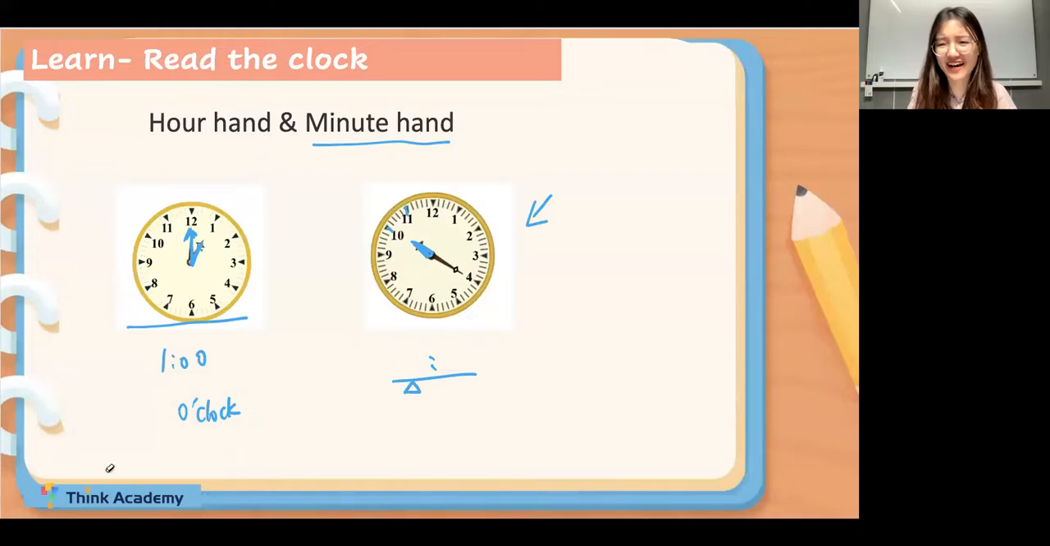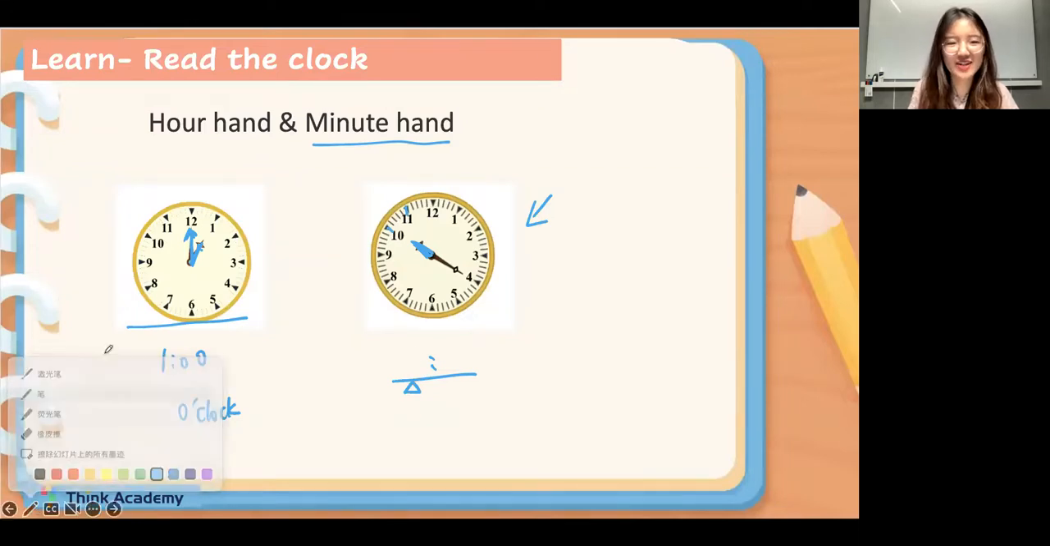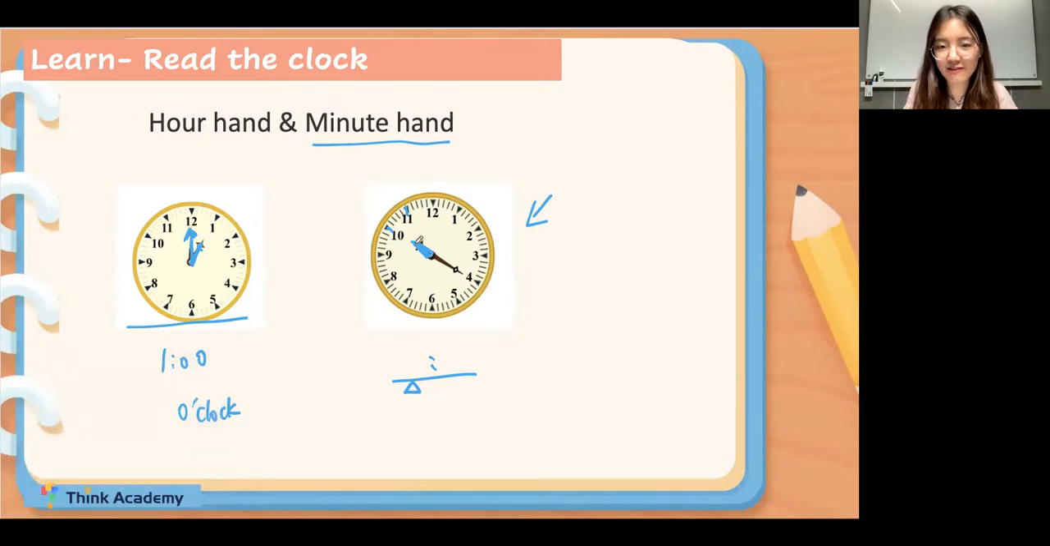Oh, 11 is not right? Okay, great. So if the hour hand is between 10 and 11, then it means this time is between 10 o'clock and 11 o'clock, right? So for this time, the hour will be 10. Does it make sense? It's 10 and some minutes. Okay. So for the hour, we will write 10 here.